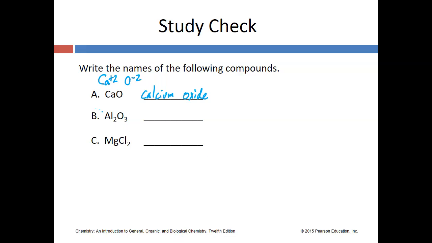This time we can reverse the crisscross, or we can use the periodic table. Aluminum 3+, oxygen 2-. We would have aluminum. Oxygen turns into oxide. So the compound here is aluminum oxide.